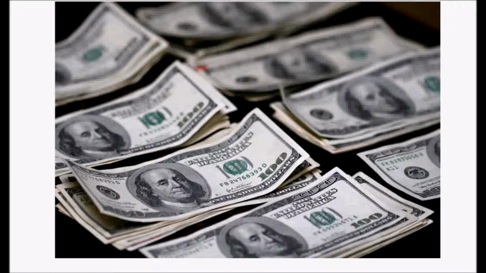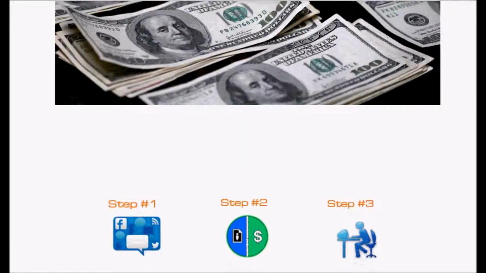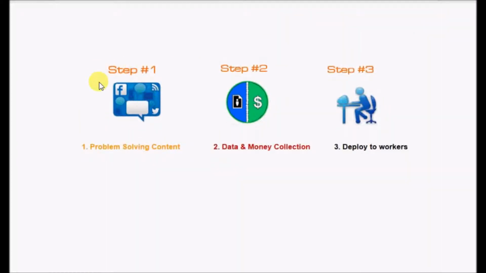The three-step system that I've been using for years to make money has been an outsourcing and deployment model. It is amazing. Okay, now it's a three-step system, and I'm going to show you what the three steps are. Basically, the first step is problem-solving content. Now, what does this mean? This means that you're going to have a website. You're going to have to offer some type of service, have some type of video, have something that lets people know that there is a problem and that you have the solution.